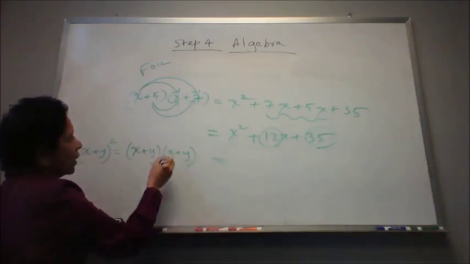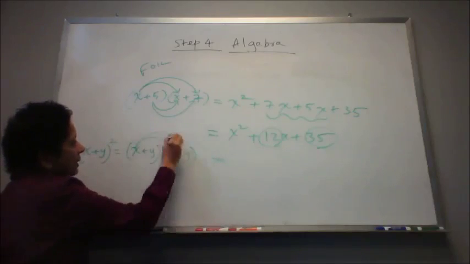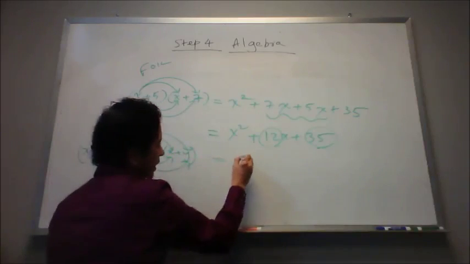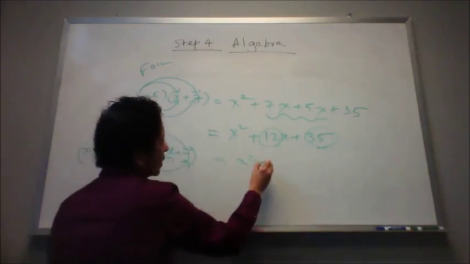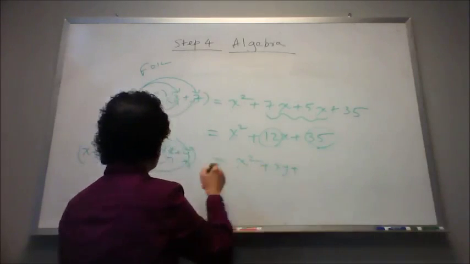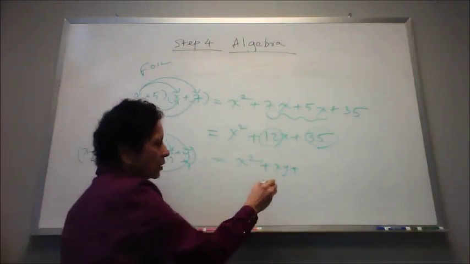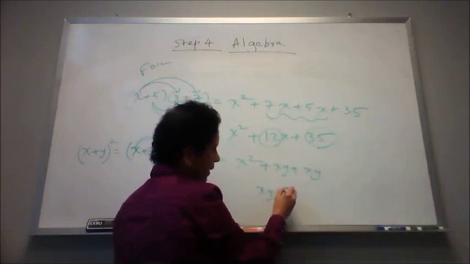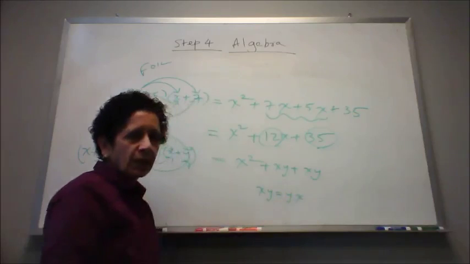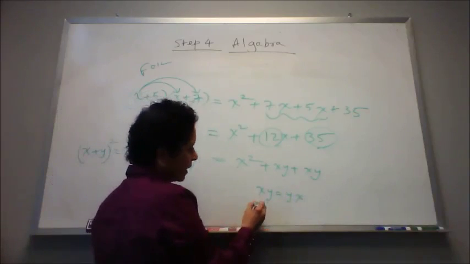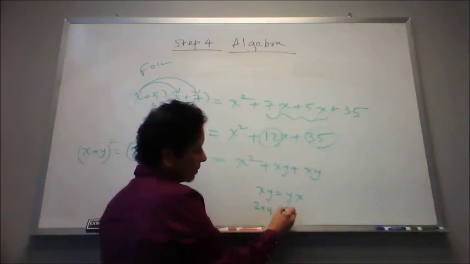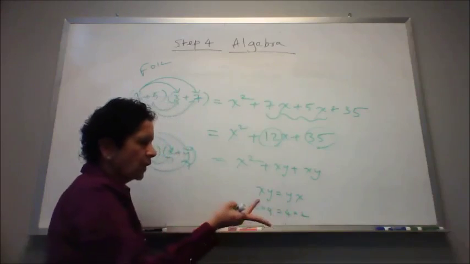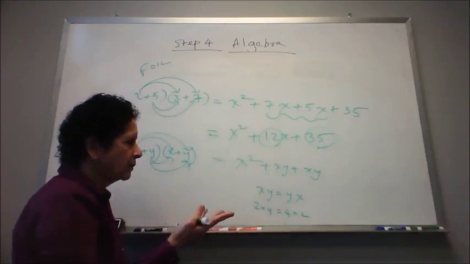Then when you use the FOIL method, you multiply this, and then multiply that, multiply this, multiply this. When you do that, x times x, x squared, and then you get xy, and then plus y times x. Again, you need to remember that the order doesn't matter. So whether I write xy or yx, it doesn't matter. Why? Because 2 times 4 is the same as 4 times 2. 2 times 4 is 8, 4 times 2 is 8. So when I switch the order, it doesn't matter, right?